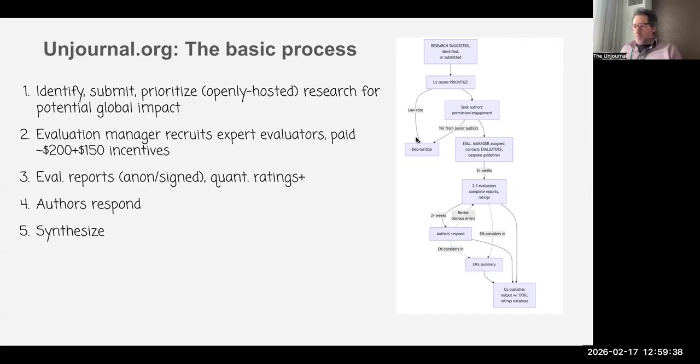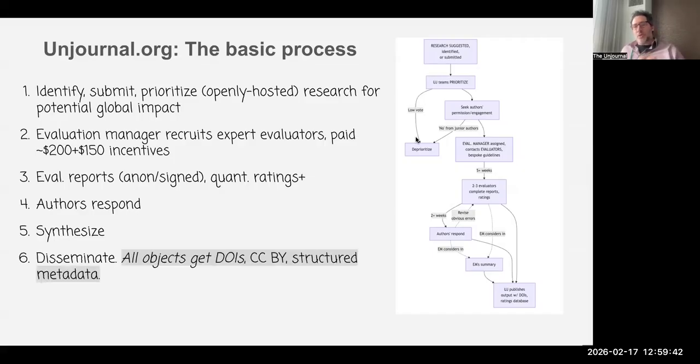Evaluators can adjust to those responses, particularly if they miss something. We synthesize it. We produce an evaluation manager summary, make the ratings very prominent, and all objects get a place in the ecosystem. Structured metadata, which I think I'm here to help learn how to improve upon.